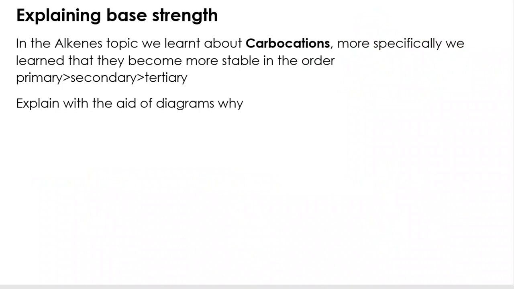But before we do, we're going to jump back to work that you did in year 12 in the alkenes topic. And we're going to look at carbocations. When we looked at carbocations, we classified them as primary, secondary, and tertiary. We also knew that tertiary carbocations were the most stable, primary carbocations the least stable. Can you remember why?